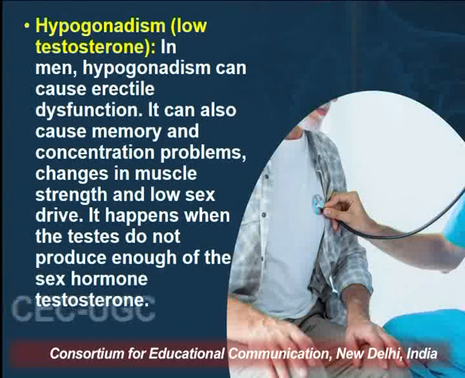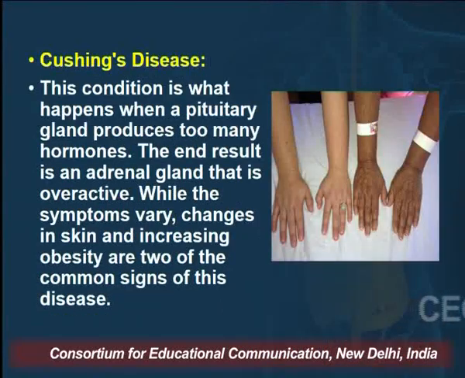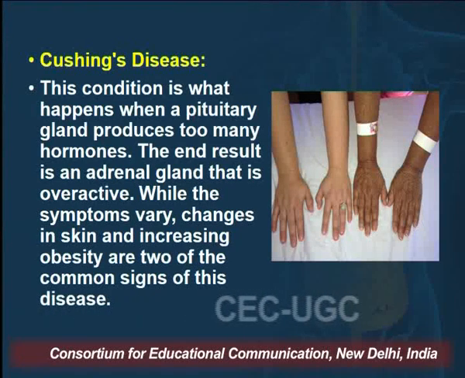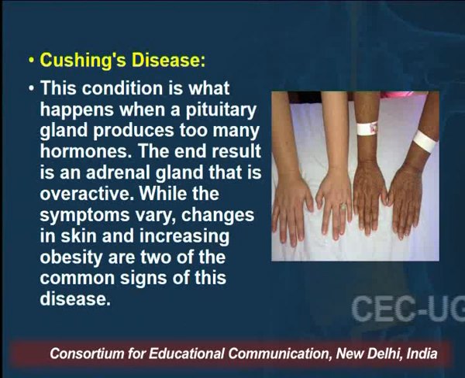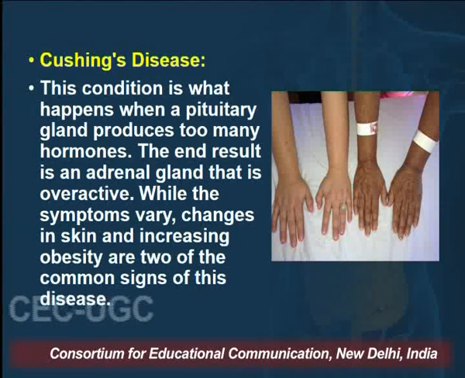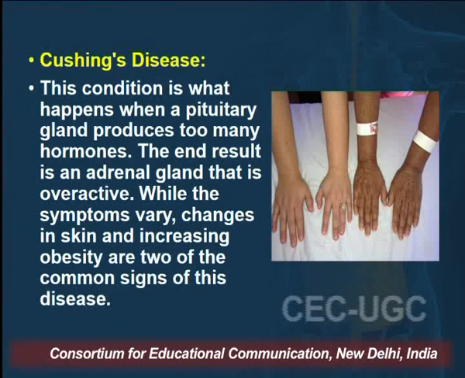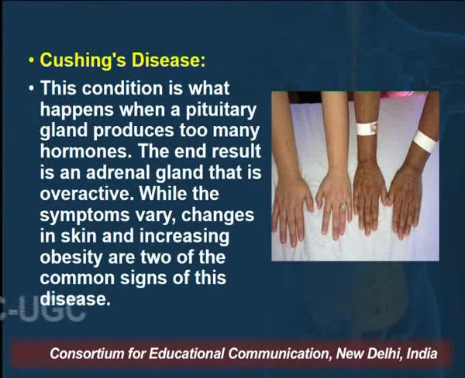It happens when the testes do not produce enough of the sex hormone testosterone. Then Cushing disease. This condition is what happens when the pituitary gland produces too many hormones. The end result is an adrenal gland that is overactive. While the symptoms vary, changes in the skin and increasing obesity are two of the common signs of this disease.